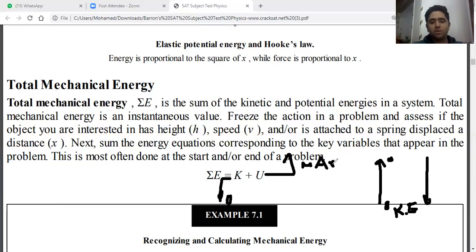And then when it falls, the conversion starts to happen. The kinetic energy increases again, and the potential energy starts to decrease. And so that is why total mechanical energy is so important. It's the sum, and total mechanical energy is constant everywhere in the problem. The total mechanical energy, which is this guy right over here, is constant everywhere.